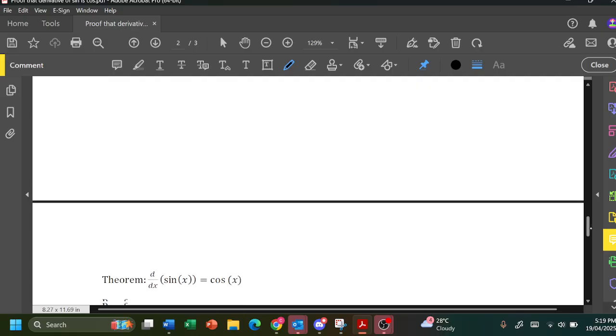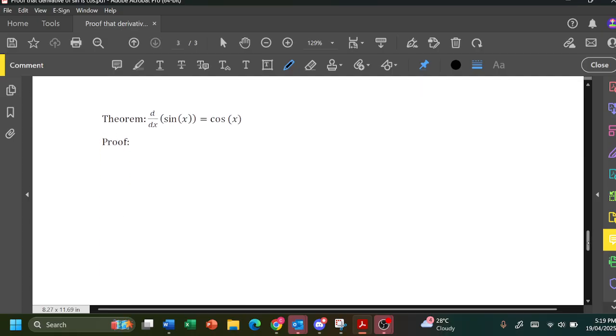All right. And now we are finally almost there to proving what we wanted to show. So now that we've shown these two lemmas, we're going to use them in our final proof. So here's how the proof works. We want to show that the derivative of sine of x is equal to cosine of x. So we're going to start by letting the function f of x be equal to sine of x.